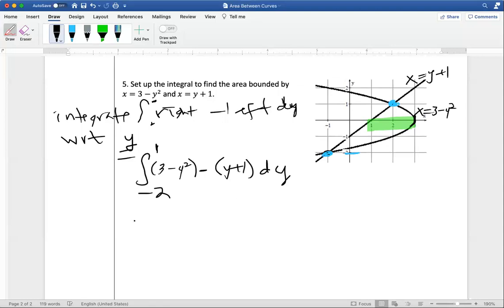And then I can integrate this, okay? I don't have to, though. I just had to set it up. But notice this time my variable was with respect to y, and my bounds were y values. And when I do y's, I'm always going to do right minus left, because on the right, things are bigger than they are on the left.